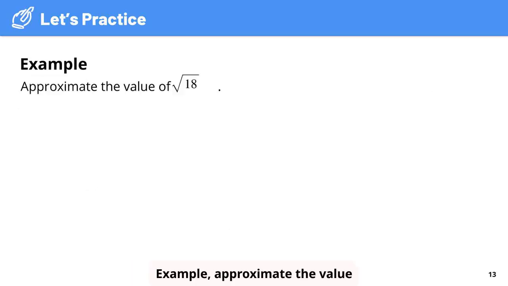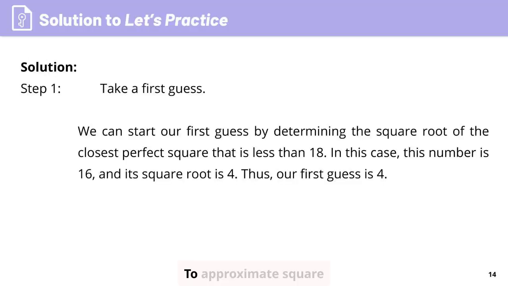Example, approximate the value of square root of 18. To approximate square roots, we can use Heron's method. The steps in performing Heron's method are as follows. Step 1 is take a first guess. We can start our first guess by determining the square root of the closest perfect square that is less than 18. In this case, this number is 16, and its square root is 4. Thus, our first guess is 4.